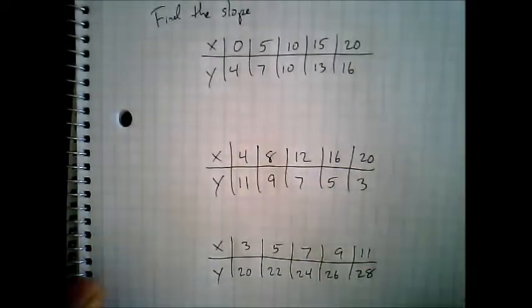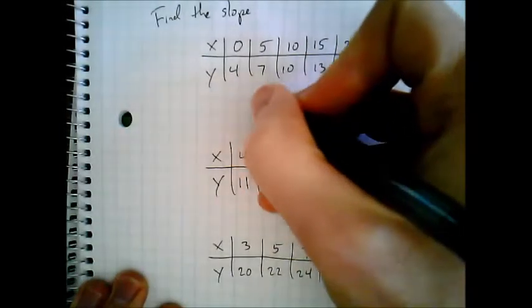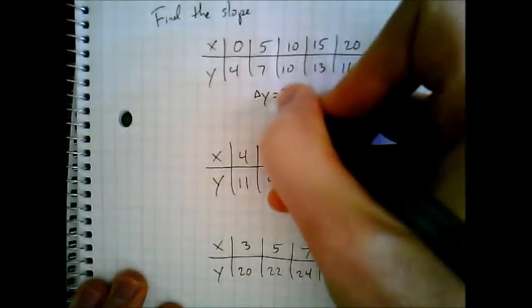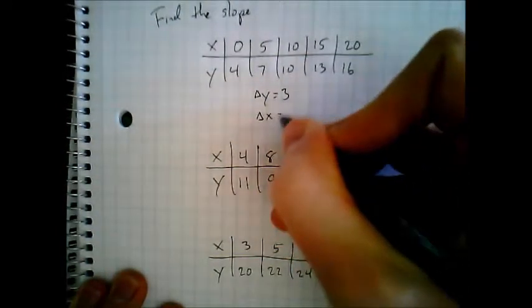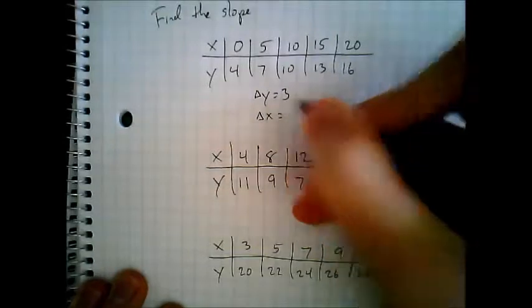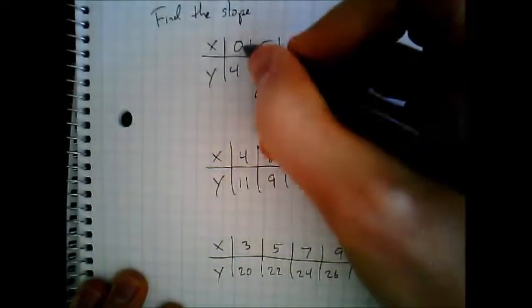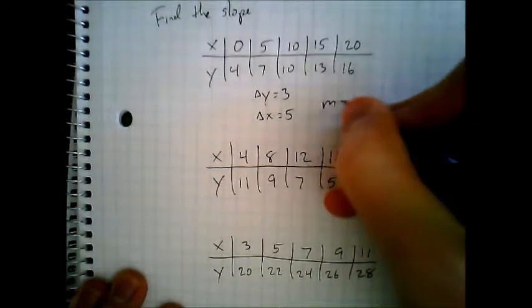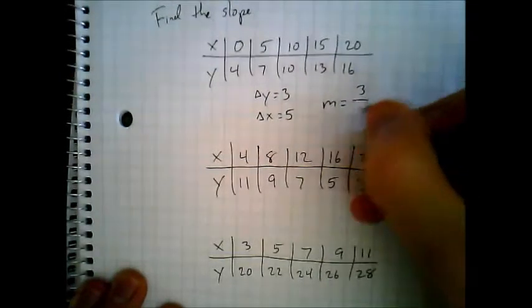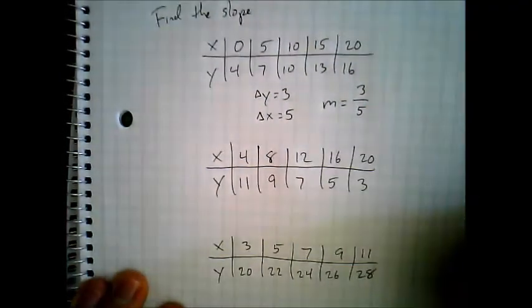Okay, so our first example, again, we're finding the slopes. We need our delta y and our delta x. Our delta y equals 3 because we're adding 3 tiles, and our delta x equals 5. Okay, because we're going from figure 0 to figure 5 to figure 10. So our slope is, we're adding 3 tiles every 5 figures, so our slope is 3/5.